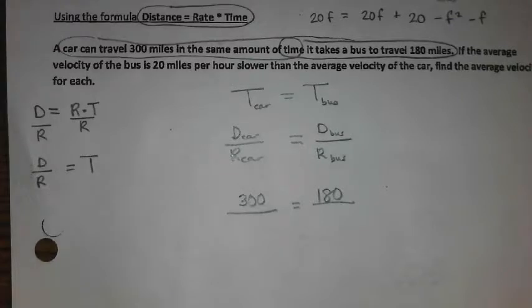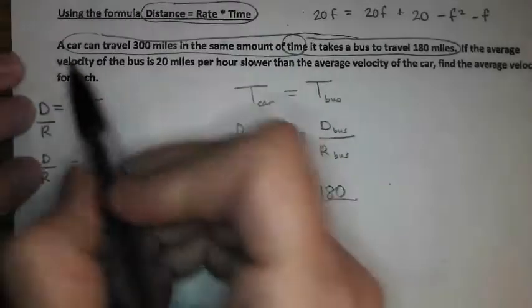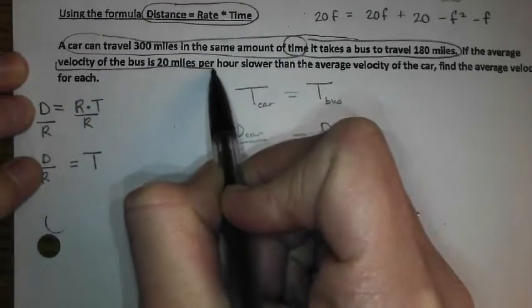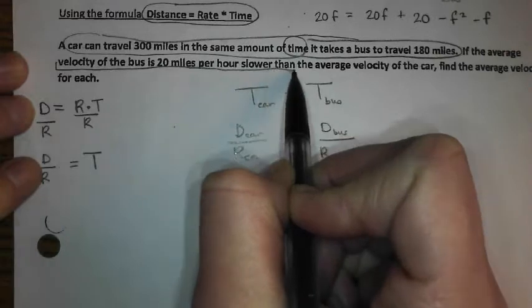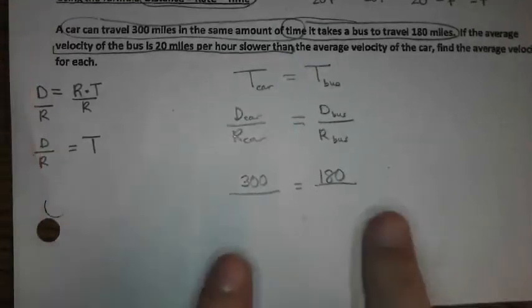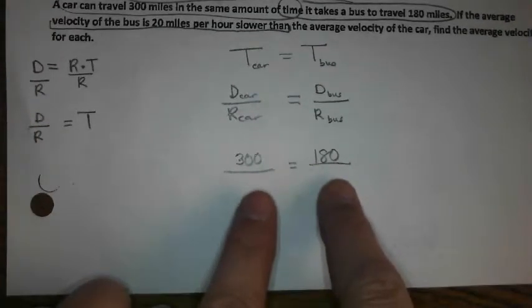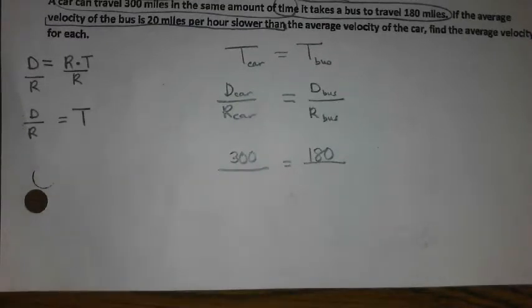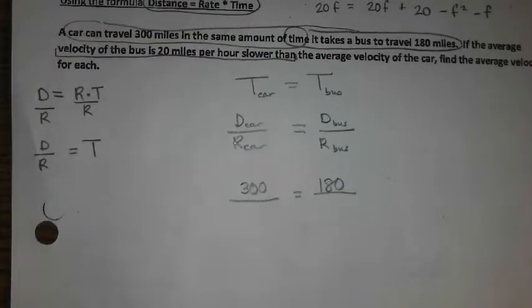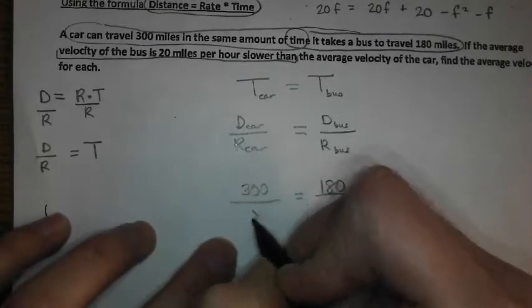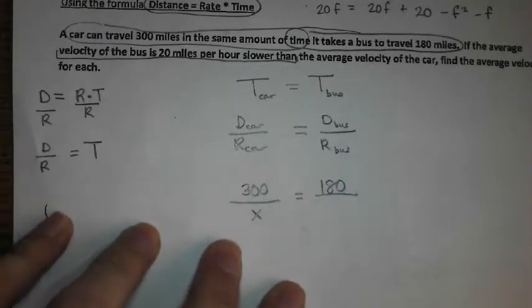Not exactly, right? They didn't give us what either of their rates were, but they did give us what their rates were relative to each other. They said that the velocity of the bus, so the rate of the bus, is 20 miles per hour slower than. So what am I going to call the rate of the bus versus the rate of the car if the bus is going 20 miles per hour slower? Nate? We'll go X.